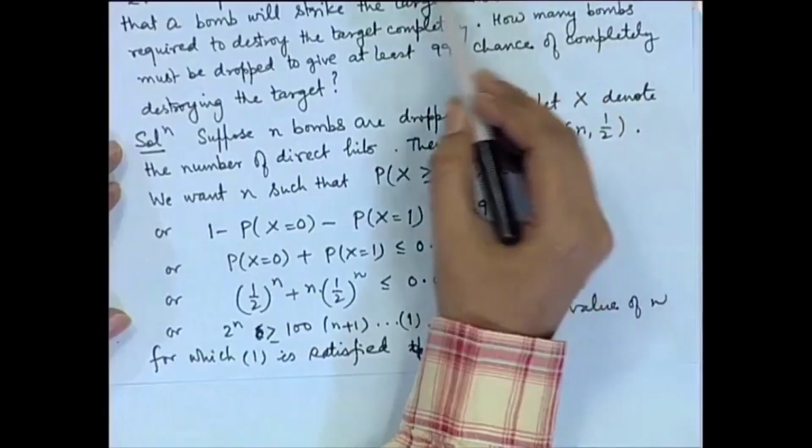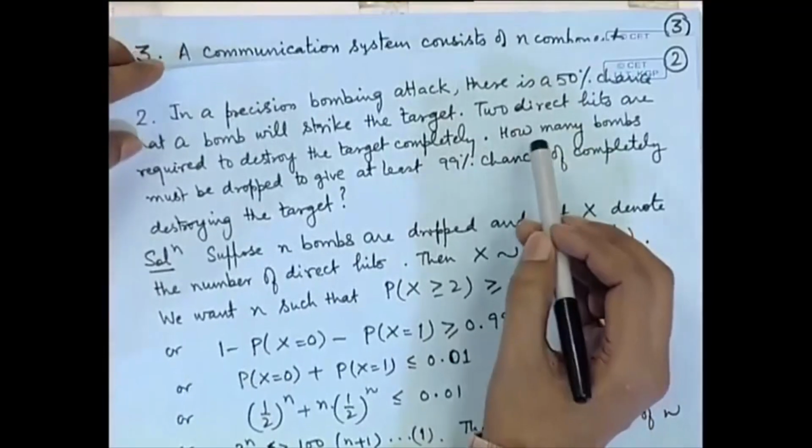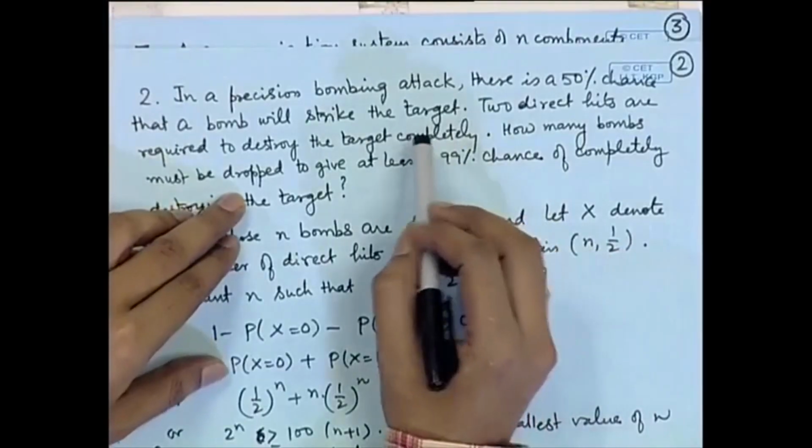Here, once again, we have made the assumption that the trials, that means the dropping of the bombs or striking of the target etcetera, are considered as Bernoullian trials, that is, the independence and identical nature of the trials has been considered here.